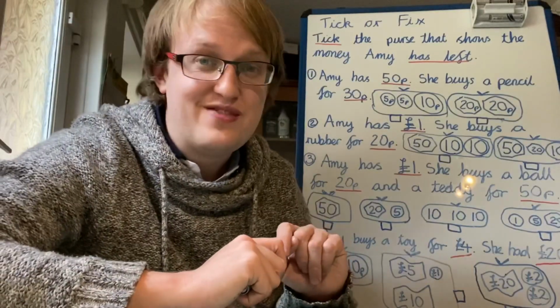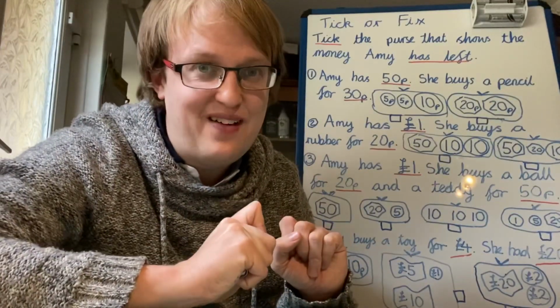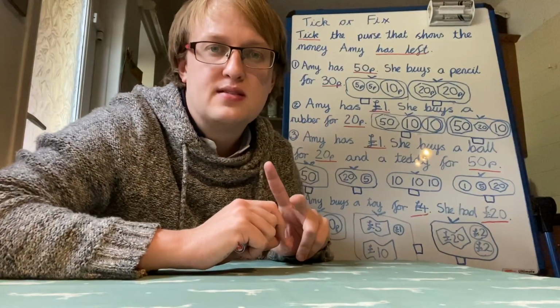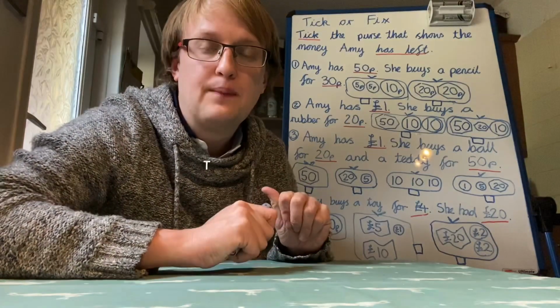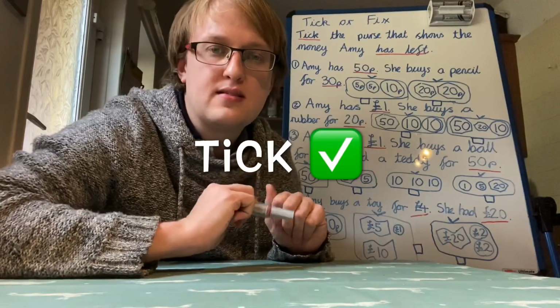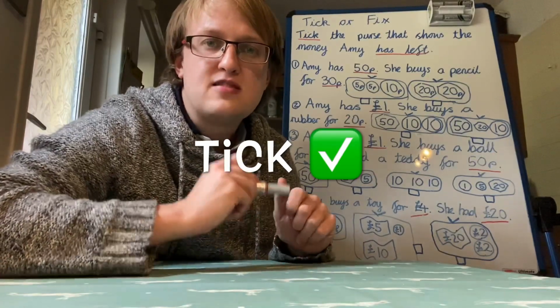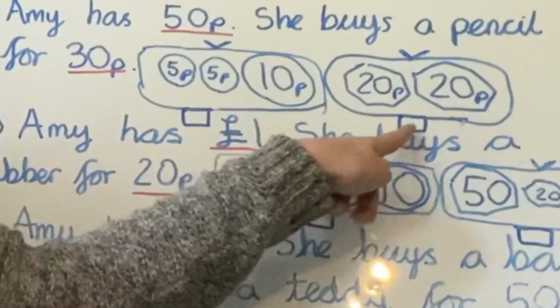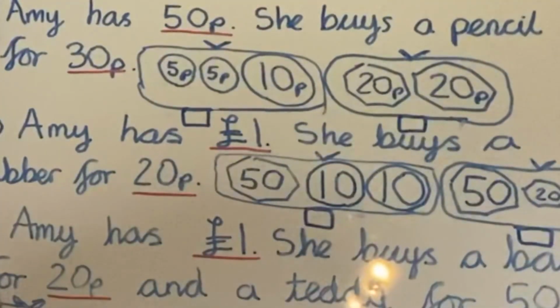Step 1, reading the question really carefully. Tick the purse that shows the money Amy has left. There's 2 things to notice here. The first one, it says tick, which means that we don't circle our answer and we don't underline our answer, we must tick our answer. And I've drawn some little squares where I will tick the answer that is correct.